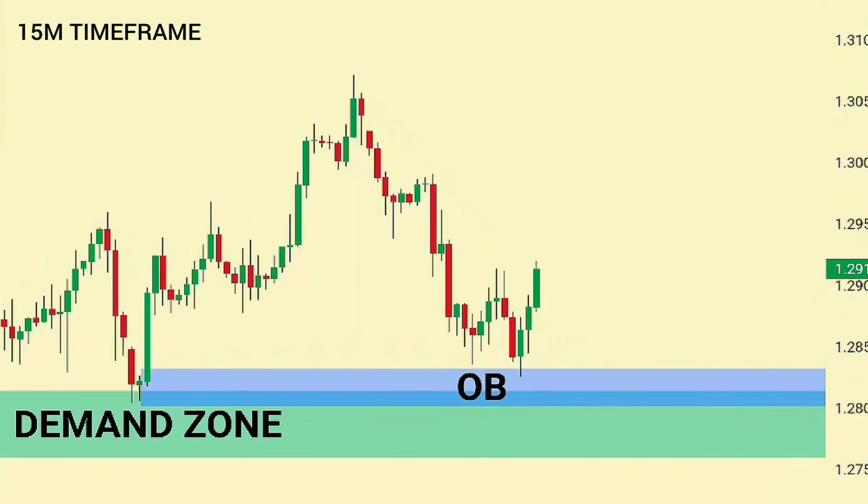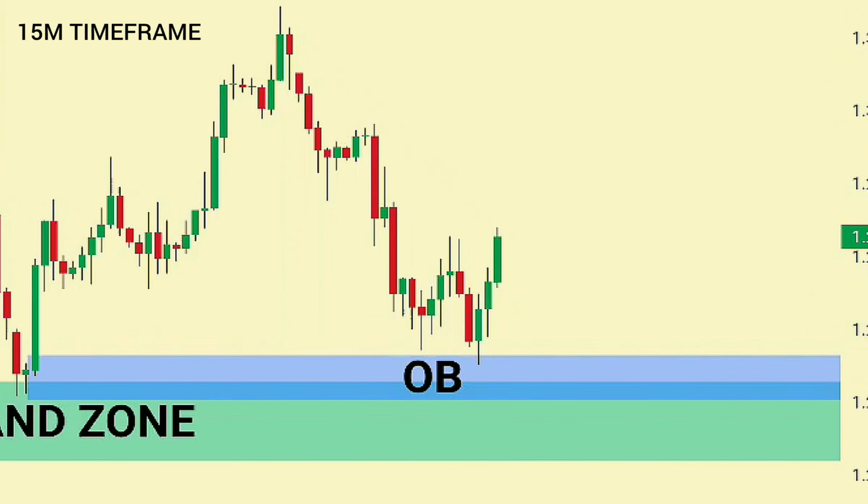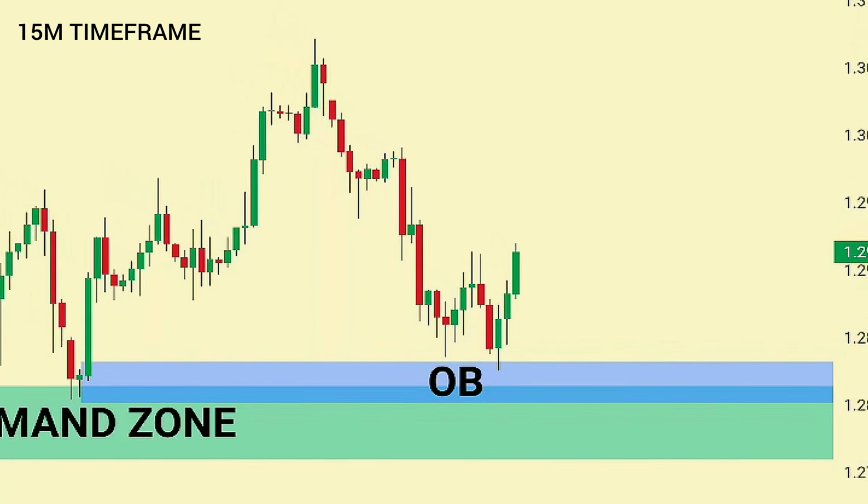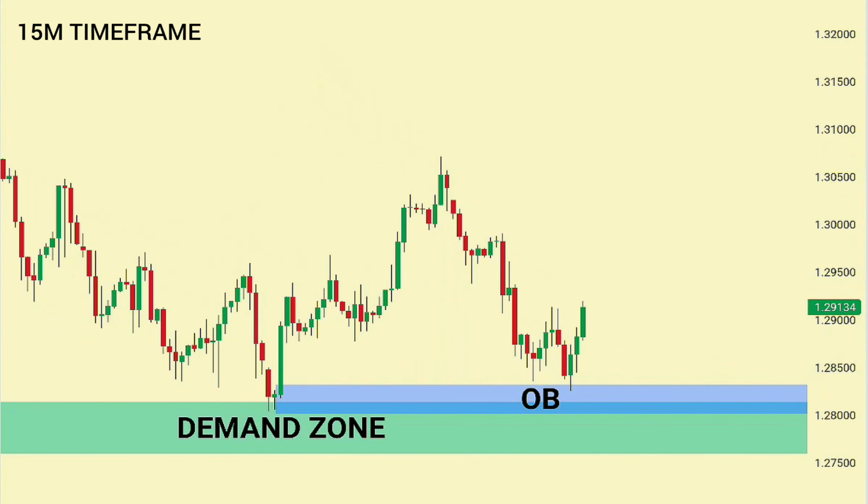Now, as price reaches the order block, we're not looking for a buy entry yet. At this stage, we're simply observing how price behaves inside this area. The order block tells us where buyers were previously aggressive, but it doesn't guarantee they'll defend the area again. That's why we remain patient. Instead of predicting a reversal, we allow the market to reveal its intention first. In the next step, I'll explain why waiting here can protect you from many false entries.